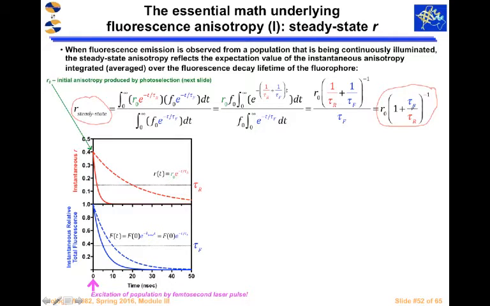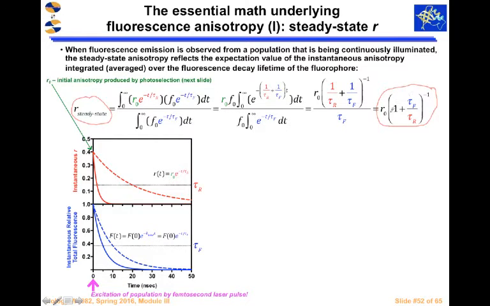Both of these parameters are measurable in pulsed excitation experiments. But typically, what we're going to be measuring are these parameters under the conditions of continuous excitation. The steady-state anisotropy is related by a simple mathematical function to the photoselection anisotropy, and it is what you measure under continuous illumination conditions.